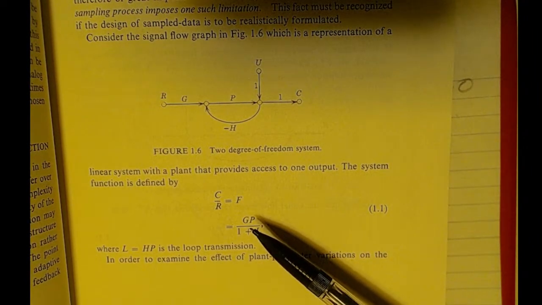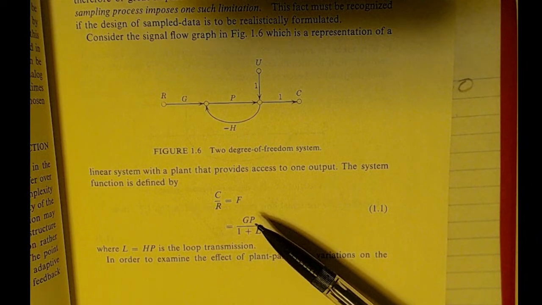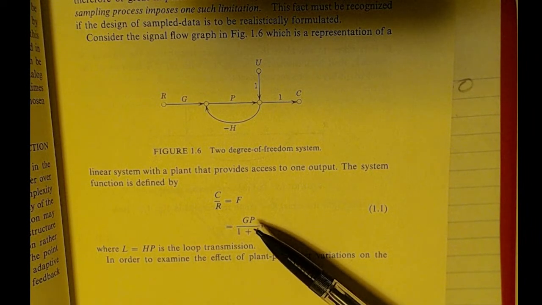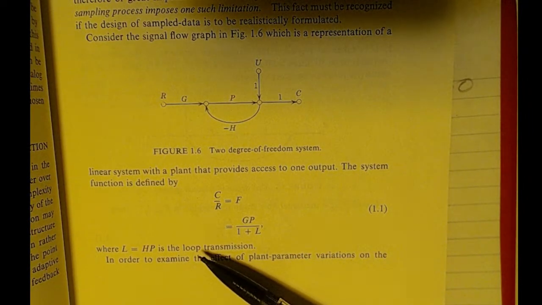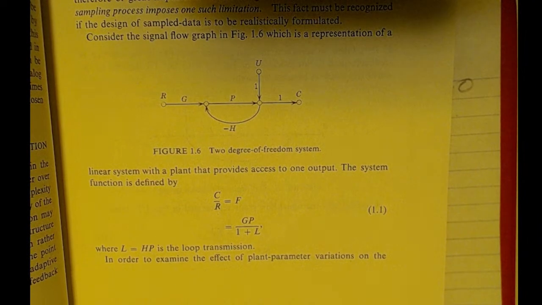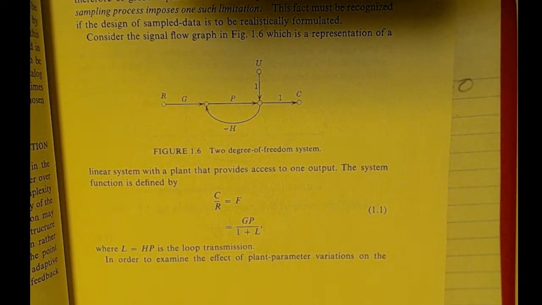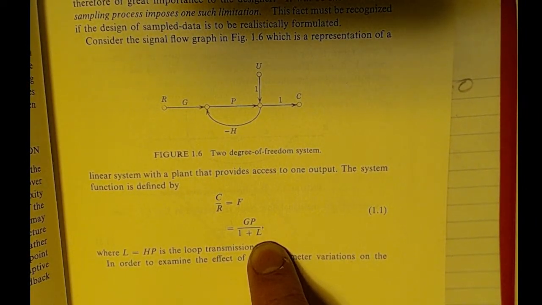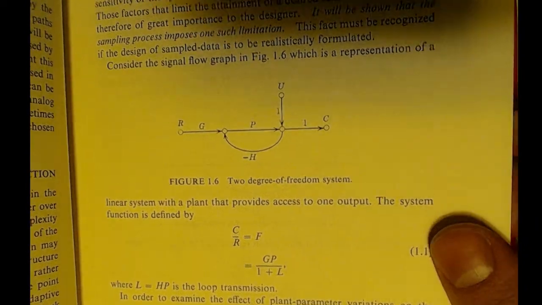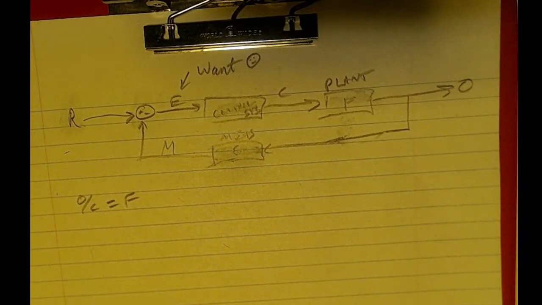And then G P equals 1 plus. It's equal to G P over 1 plus L, where L equals H P is the loop transmission. This is really familiar. That's what I'm trying to remember, where this over 1 plus the loop transmission comes from. So it'll come back to me, I'm sure.